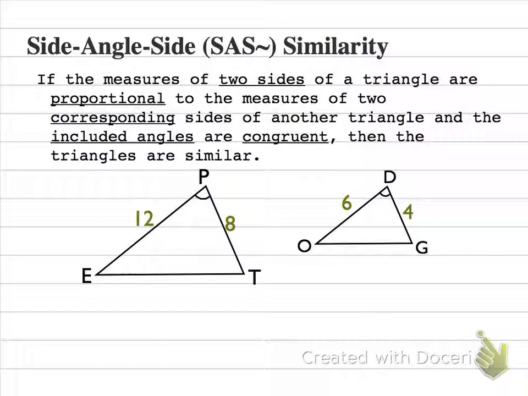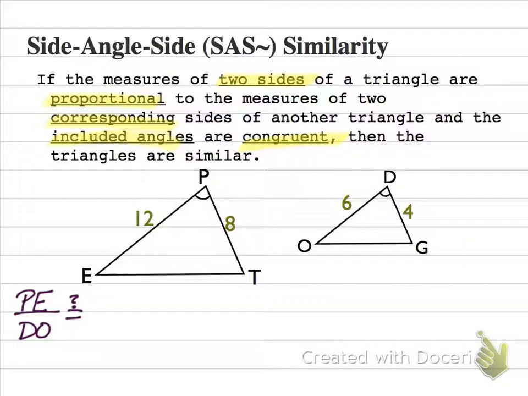Alright, last shortcut here. Side, angle, side similarity. Notice where the angle is. It's between the side and the side. So it's the included angle or the between angle. If the measures of two sides of a triangle are proportional to the measures of the two corresponding sides of another triangle, and the included angles are congruent, then the triangles are, you guessed it, similar.